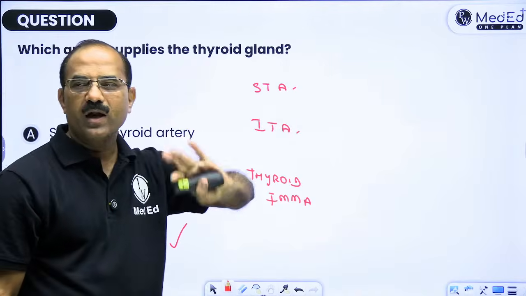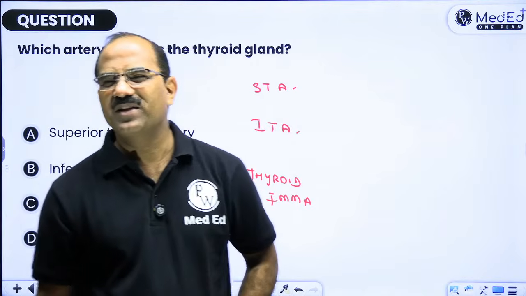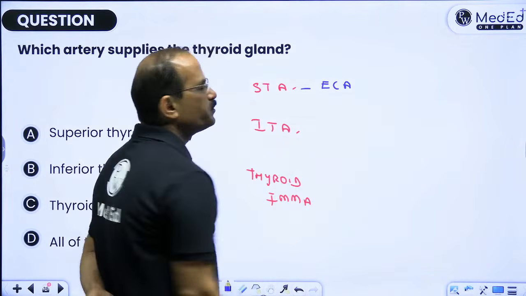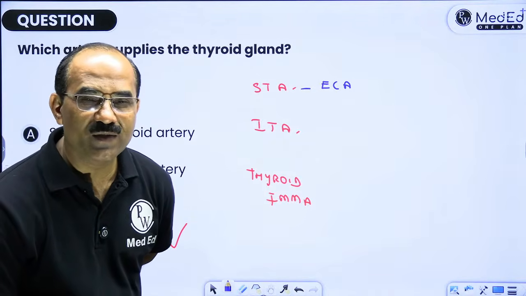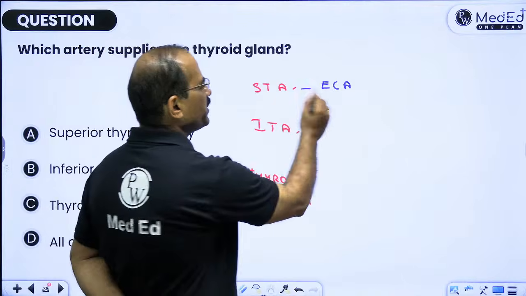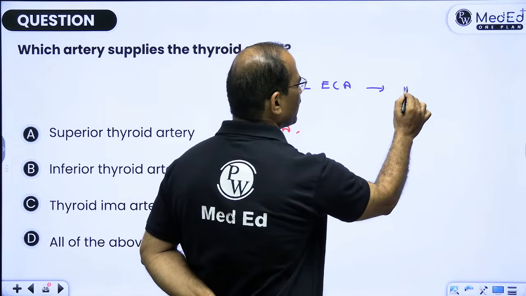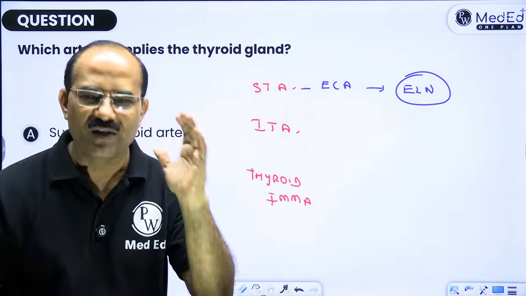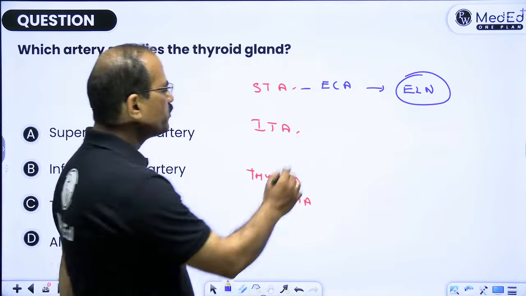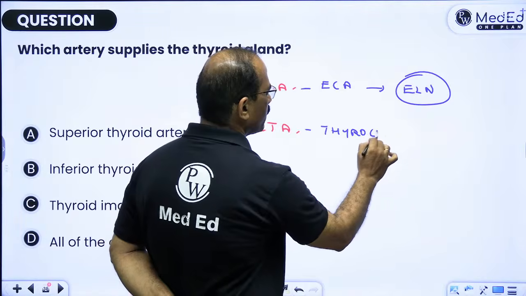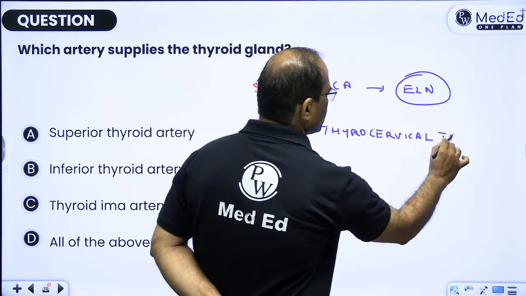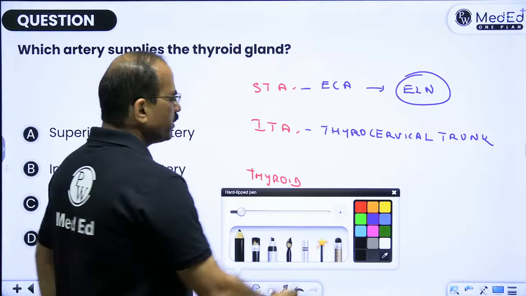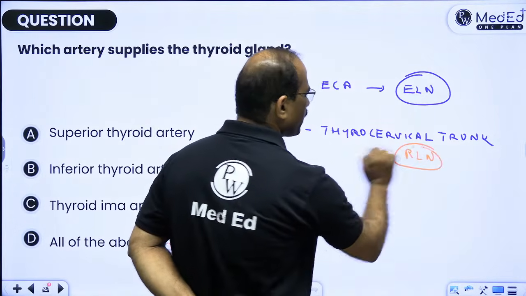Now you tell me, superior thyroid artery is a branch of what? External carotid artery. The superior thyroid artery goes along with a nerve. ये कौन से nerve के साथ जाती है? एक्सटर्नल लैरिंजियल नर्व के साथ ये जाती है. Inferior thyroid artery is a branch of thyrocervical trunk, which is a branch of the first part of the subclavian artery. ये किसके साथ जाती है? Recurrent laryngeal nerve. It accompanies the recurrent laryngeal nerve.